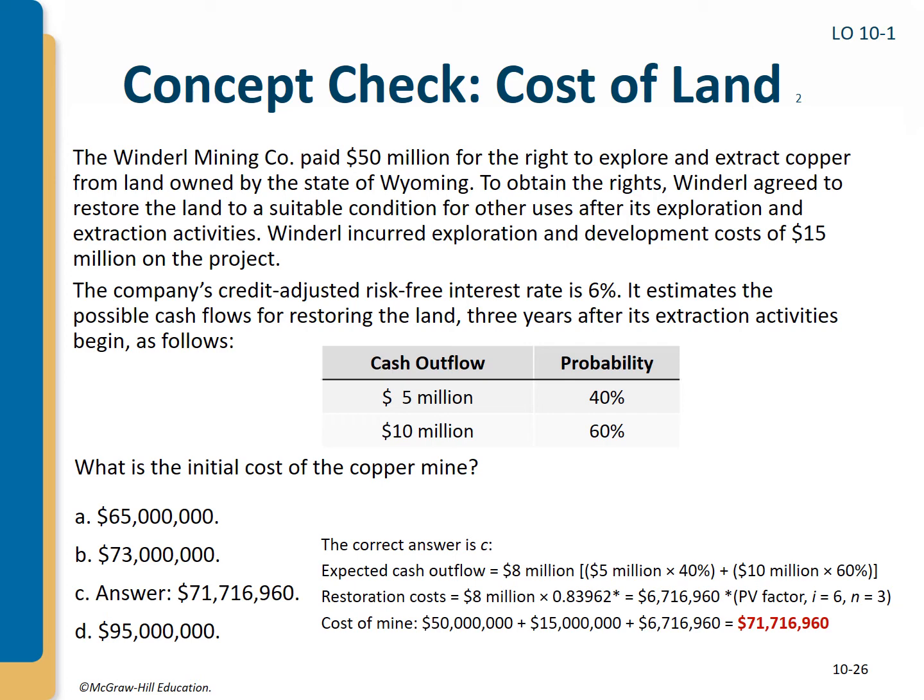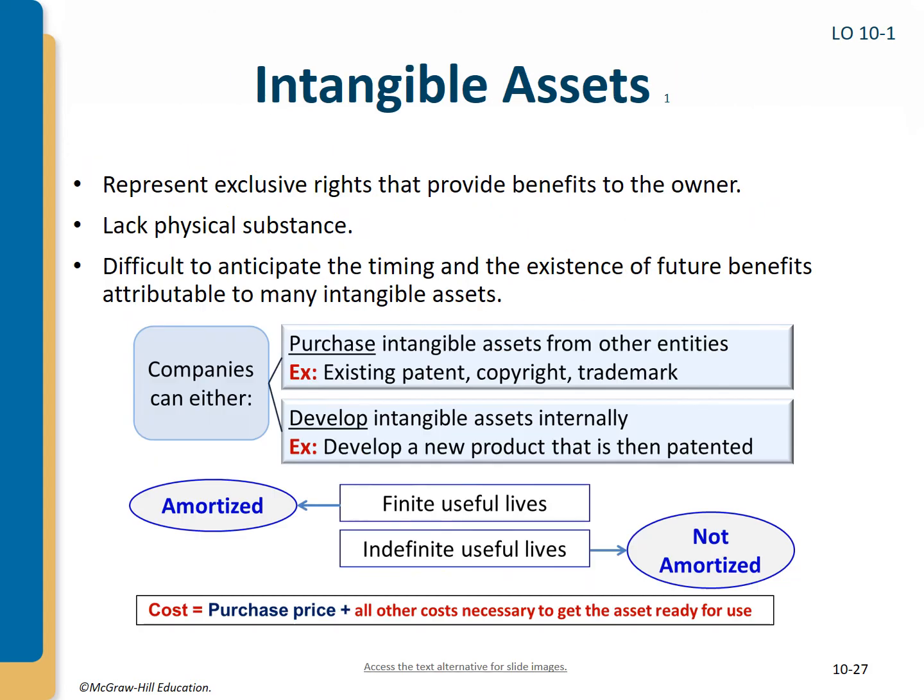$6,716,960. Add that, the total cost of the copper mine, $71,716,960. All right, so that was natural resources and that asset retirement obligation.